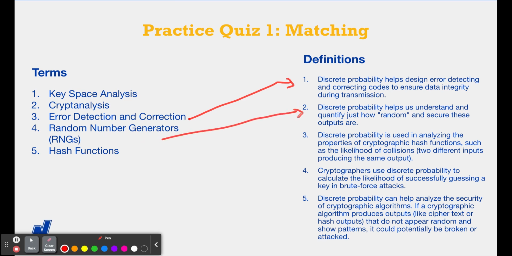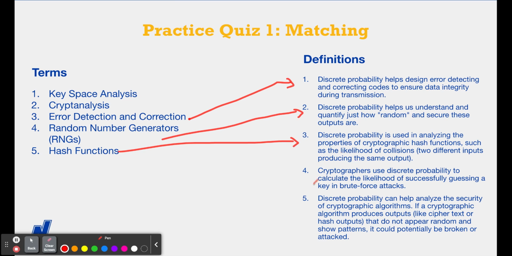Okay, perfect. Now, next one is discrete probability is used in analyzing the probabilities of cryptographic hash functions, such as the likelihood of a collision. When did we talk about a collision? When two different inputs produce the same number. What does that sound like to you? That is actually hash functions. Okay, so far we've got three terms out, three terms in.